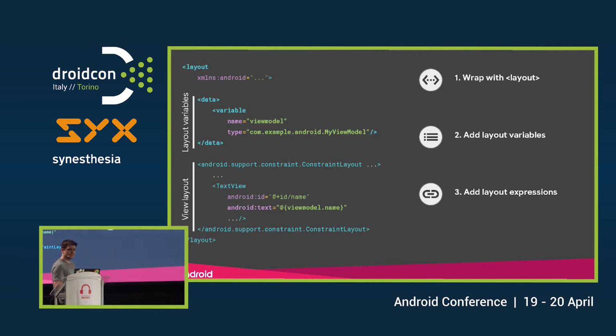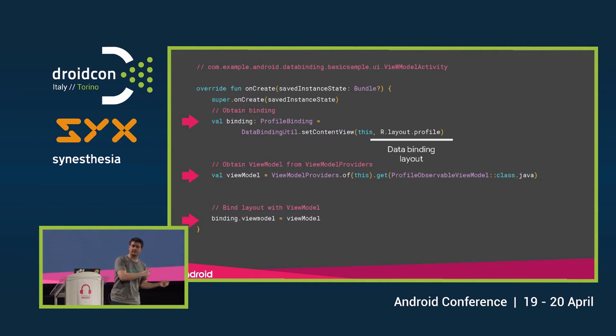Then the second step is to add layout variables. This is optional. Normally, 80% of the time, you will probably just have 1 variable, which is going to be ideally a view model, and ideally from the architecture components. And finally, you add as many layout expressions as you want. So in this example here, we are binding the name exposed by the view model to the text attribute of a text view.